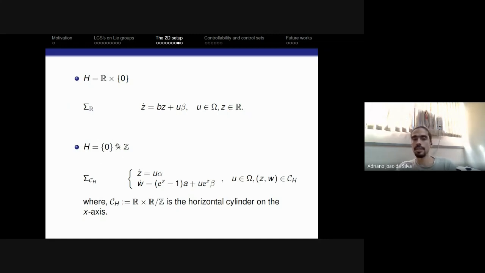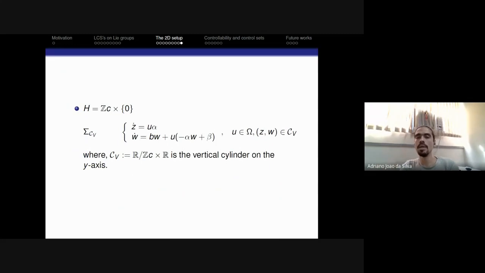So when you consider zero times Z, it's important to note also that H is not a subgroup. Remember that you have the action of your, in this case, it's not a subgroup. You have one exponential that appears here. But it doesn't matter, what you get is a cylinder here, a horizontal cylinder that you can identify with this horizontal cylinder. And in the first component in R, we still have this Z dot is U alpha. It's similar to the first system. And in the second one, we have the second term that will work on the S1 part that you have, okay? And the last one is also a system that can be identified as a system on the cylinder, but it's a vertical one, okay?